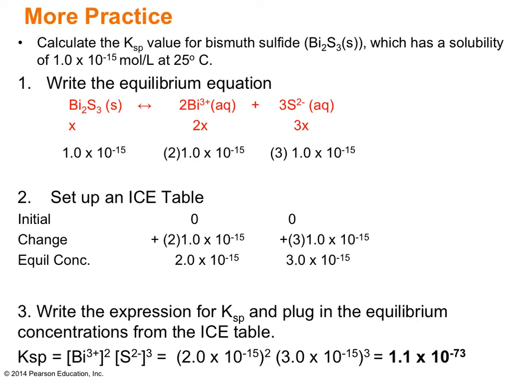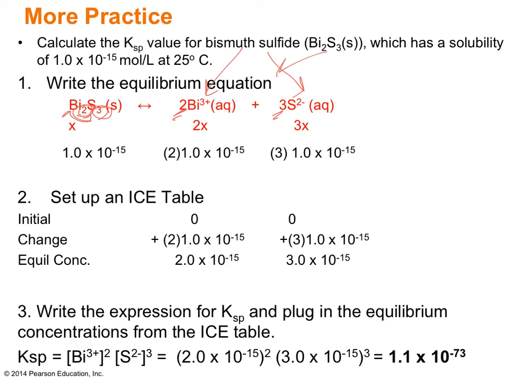Alrighty, so as always, especially on a free response problem where you want to show your work, you want to write out the equilibrium equation. Now notice here that subscripts become coefficients. This 2 tells us there are 2 bismuth in each unit. And so when it separates, you're going to get 2 bismuth and you're going to get 3 sulfide. Now make sure, since anytime you have KSPs, you're breaking apart into ions. Ions have charges. You must show the charge on each.